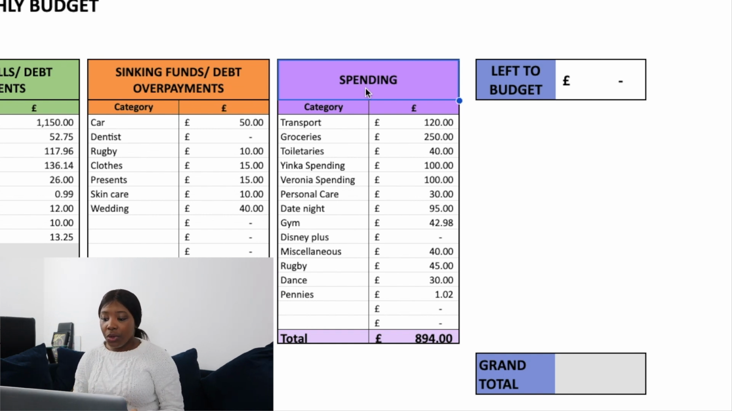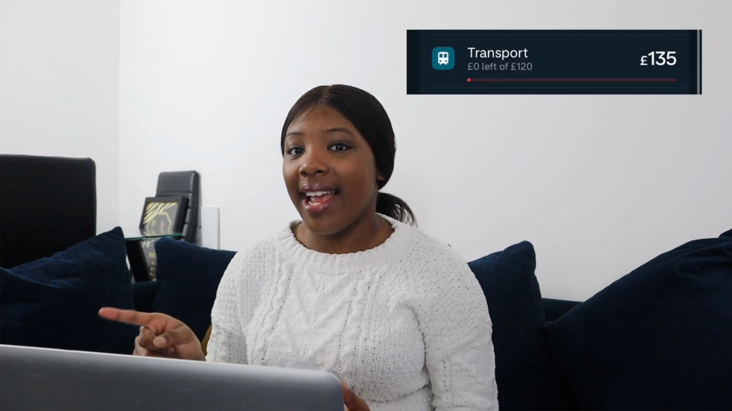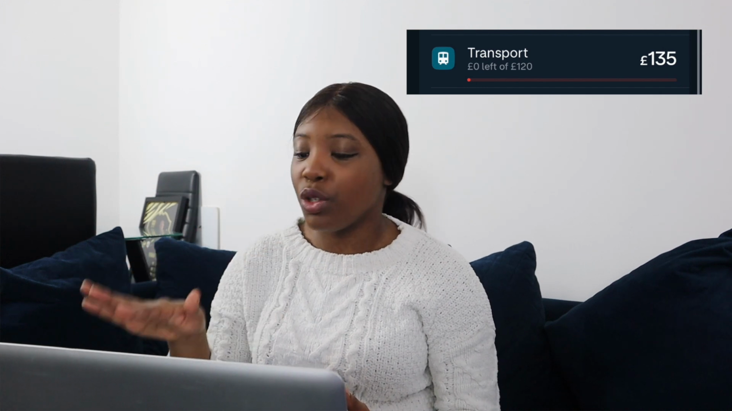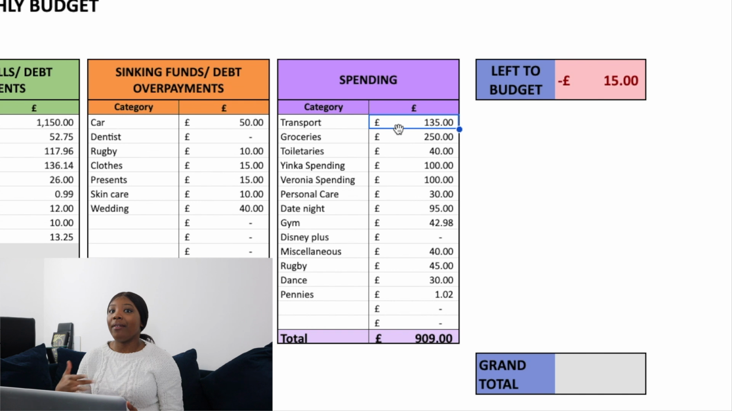So when it comes to spending, let's first have a look at transport. We had an original budget of 120 for the month of February, and for transport we actually went over on this category. We ended up spending 135 instead, and it wasn't really because of gas prices, so petrol prices. It was because we ended up having to take more public transport than anticipated that month, so we ended up going over slightly. So yeah, 135 instead of 120.